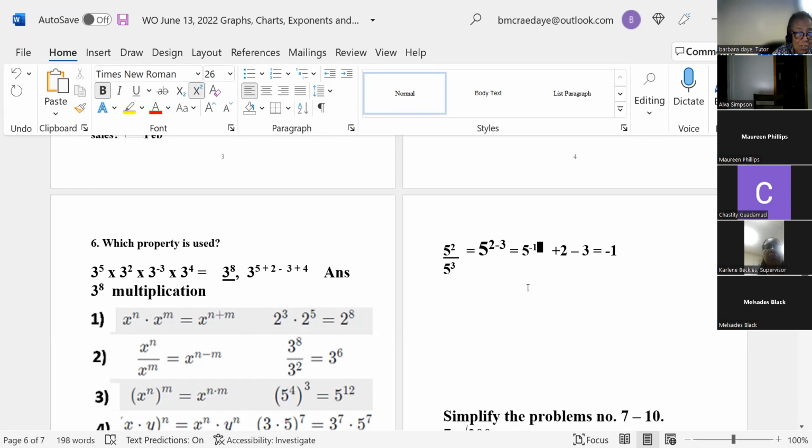Okay. So this is 5 to the -1, right? What's another way of writing that? Anybody want to tell me? How else could you write that? How would you write that as a positive exponent?